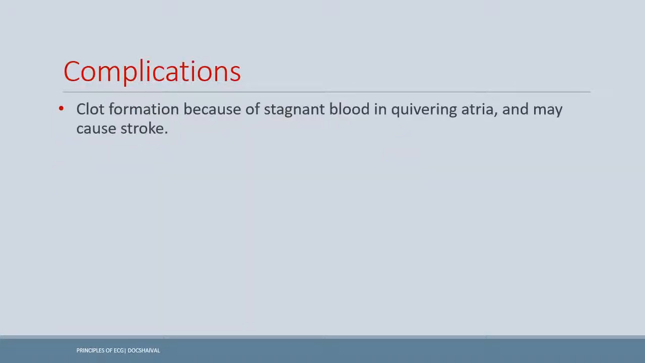Okay. One of the important complications of atrial fibrillation to bear in mind is stagnation of blood. The atria are sort of quivering, and the blood is not moving rapidly, and this causes stasis of the blood, and that stasis can lead to clot formation, which can go to the brain and cause stroke. So can you recall the Virchow triad? Oh, yes, excellent. Stasis, hypercoagulability, and vessel wall injury.